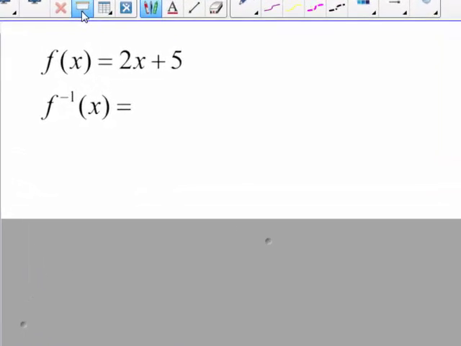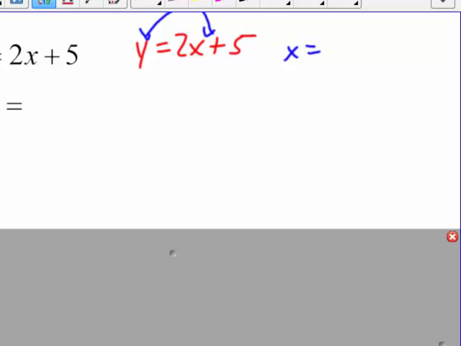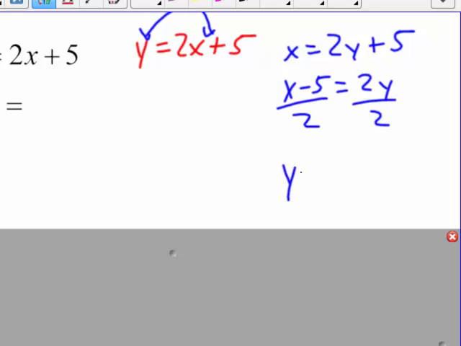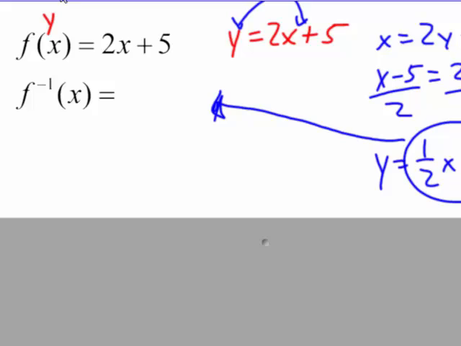So what happens is we have to rewrite this with y instead. So y equals 2x minus 5, or plus 5. And then to do its inverse, I have to flip-flop the x and the y. So I'd say x equals 2y plus 5, and then we need to solve for y. So we subtract our 5 over and divide by 2. So in this case, I'd have 1/2 x minus 5 halves. And this would be our inverse. So f to the negative 1 of x would be 1/2 x minus 5 over 2.